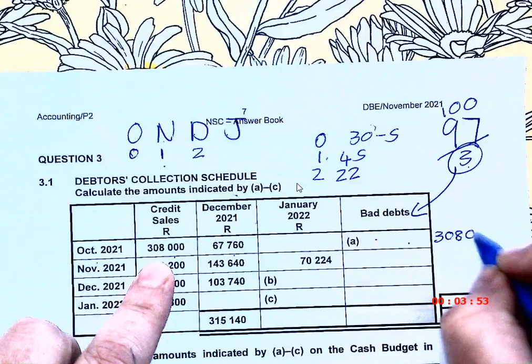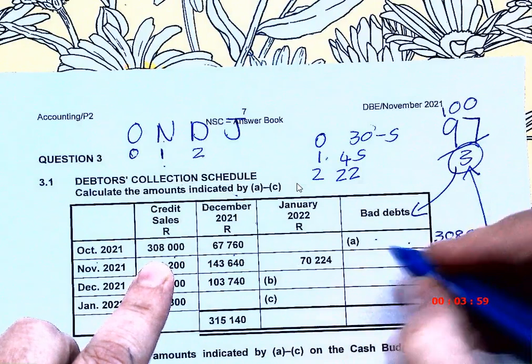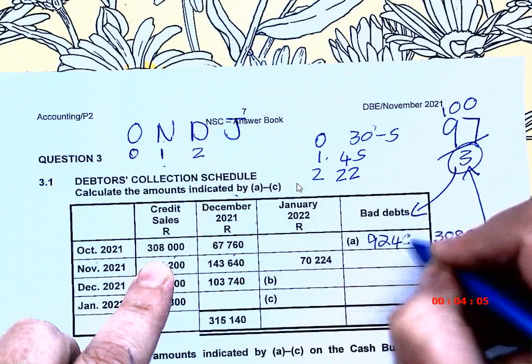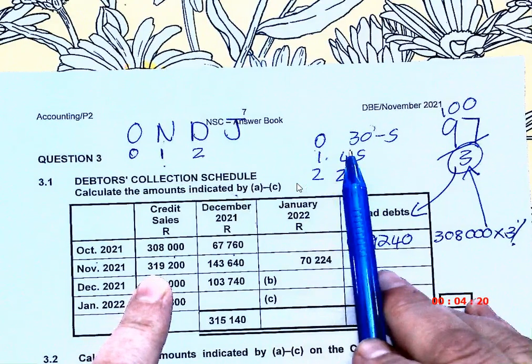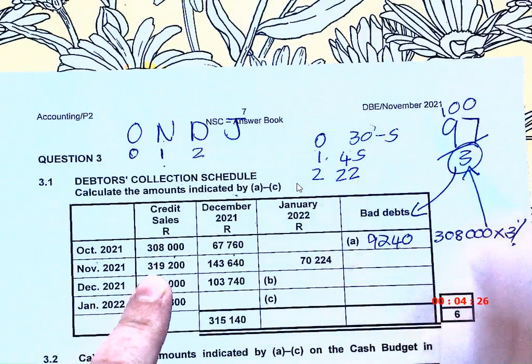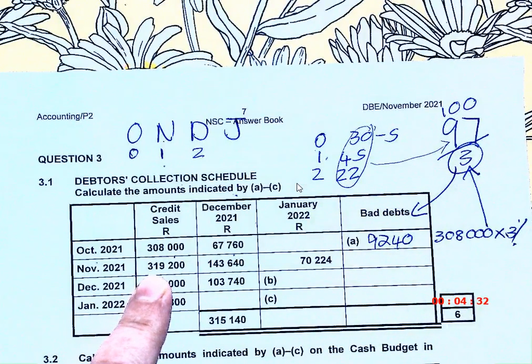308 times 3%, which I got from there, 90. Like that. Okay. So, November, yes? Oh, okay. So, they tell me in month 0, 30% of debtors pay, 45% pay, 22% pay. So, if I add that together, only 97% of my debtors are paying. So, it means 3% won't pay and I'm going to bad debt them.